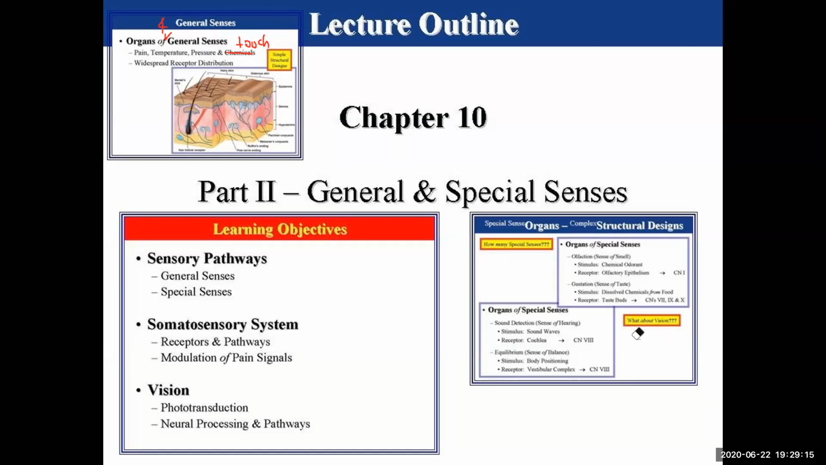Almost half of the most intelligent part of our brain, the cerebral cortex, 40% of it is dedicated to dealing with visual information. So with that said, vision is the single most important among the 5 senses.